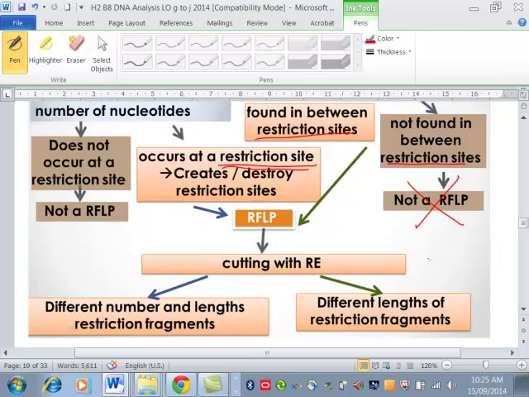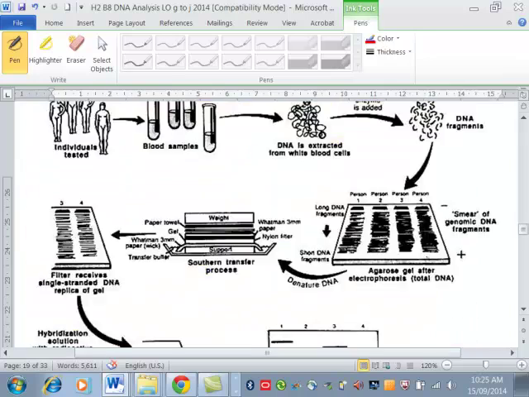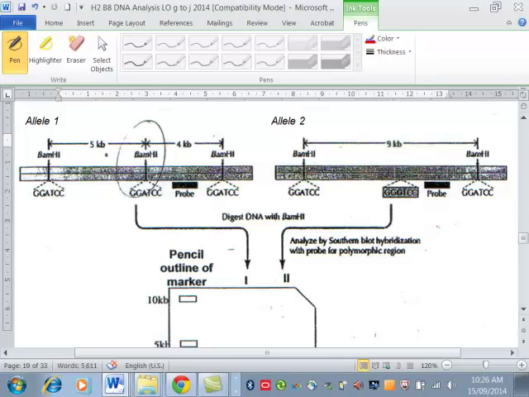So I continue. Now the procedure when you do RFLP, there are procedures to carry it out. Is it a must to do PCR at the beginning? It's not. If you choose not to do PCR, then what becomes a must later on? Southern blotting. If you have done PCR initially, then Southern blotting becomes optional.